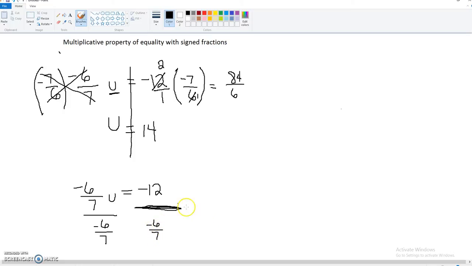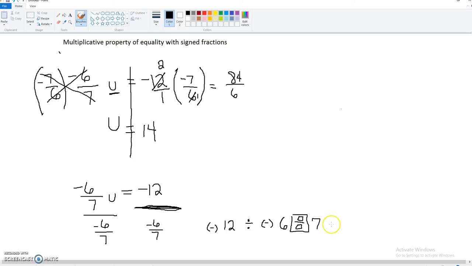Okay, so in order to enter this into the calculator, you're going to press your negative sign, 12, your division button, press your negative sign again, press 6, and right above the 7, there is a fraction key. You'll press on that, then press 7.